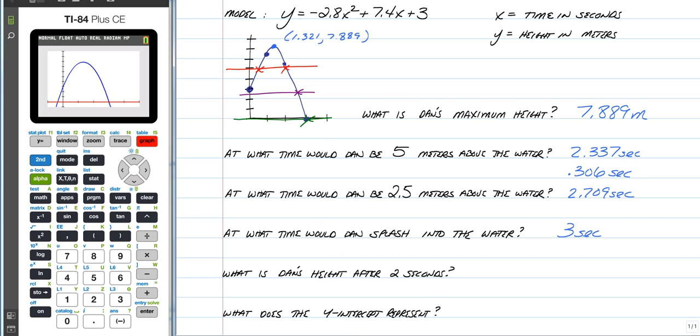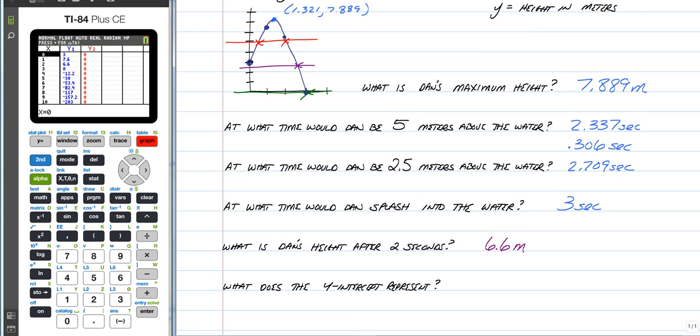All right, so this next question just tweaks it a little bit and says, what is his height after 2 seconds? So we know x is 2 seconds. We can't go change, but we can go look at the table and just go to 2 seconds and see that we're at 6.6. And again, we already graphed that, but we're at 6.6, or I'm sorry, 6.6 meters using our table. That's his height at 2 seconds.